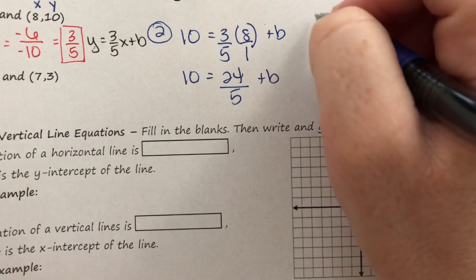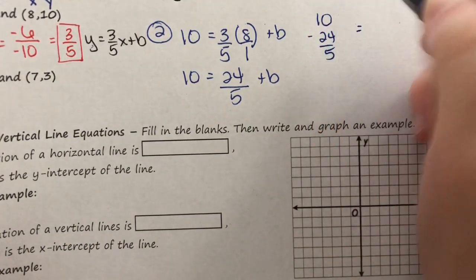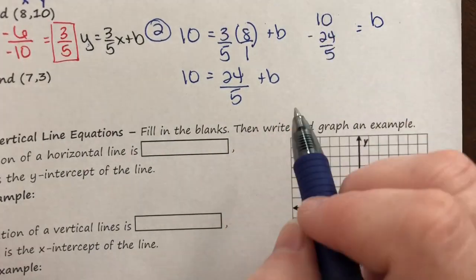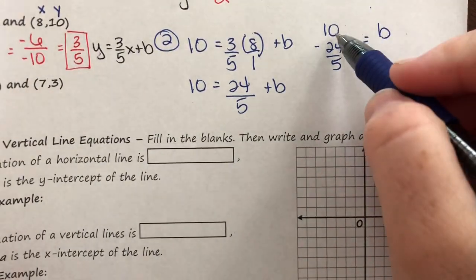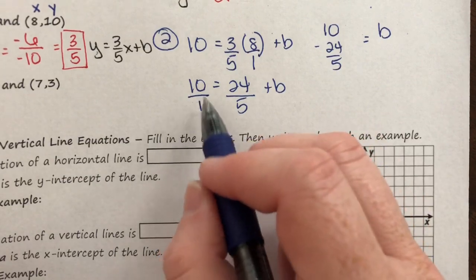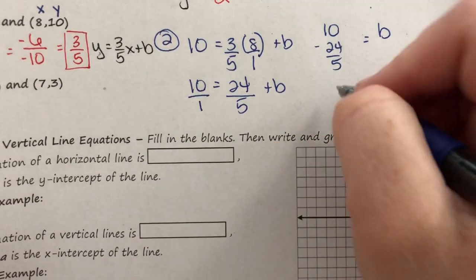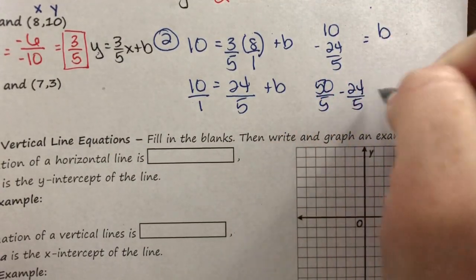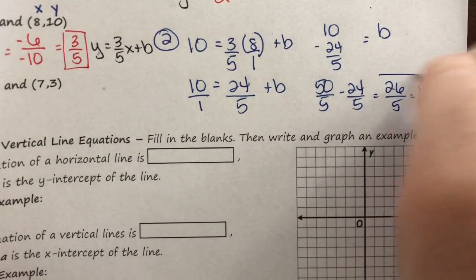So I'm going to move up here. 10 minus 24 over 5 equals, and then we subtracted it from this side, b. So we have to turn 10 into a fraction. Should have written it side by side. It has a 5 on the bottom, right? This is 10 over 1. So to make the bottom 5, I multiply by 5. So I've got to do the same thing to the top. So it's going to become 50 over 5. So 50 over 5 minus 24 over 5 equals 26 over 5, which is b.